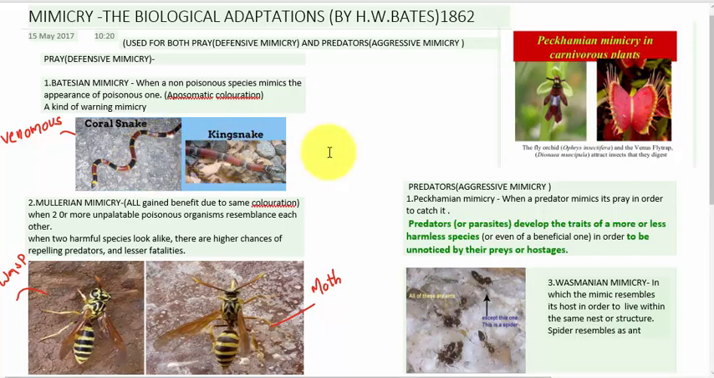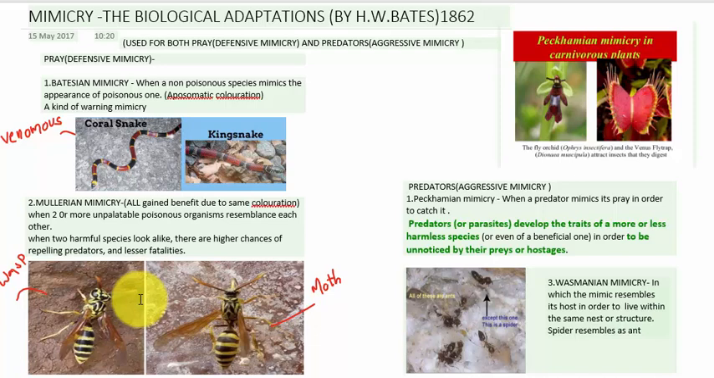Next is Mullerian mimicry. In this kind of mimicry, all gain benefit due to the same coloration. The mimic organism also gets the benefit and the model organism also gets the benefit. Two or more unpalatable, poisonous organisms resemble each other. So when two harmful species look alike, there are higher chances of repelling predators and lesser fatalities. An example is the tiger moth resembling the wasp, where both of them are unpalatable.